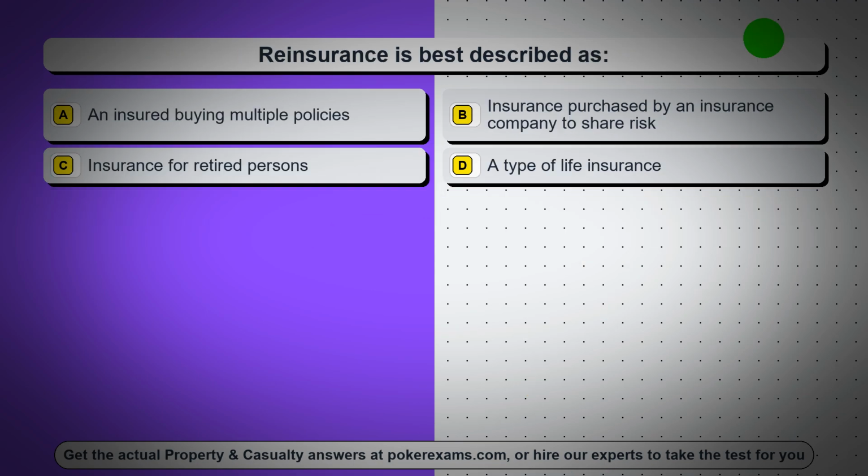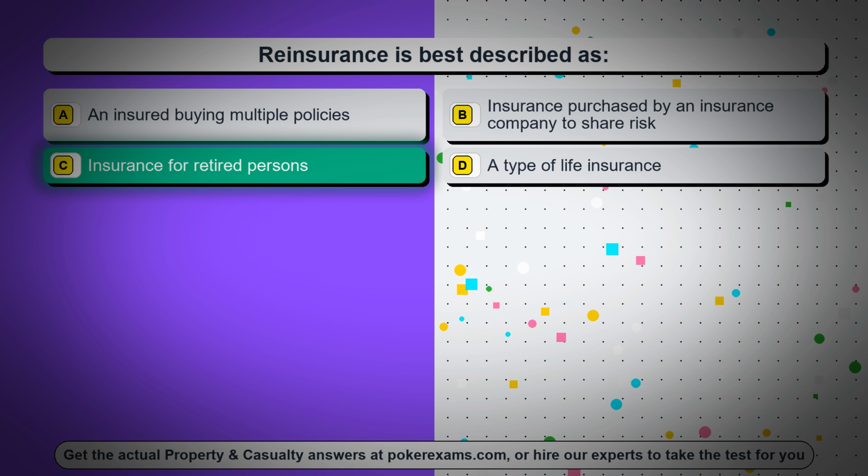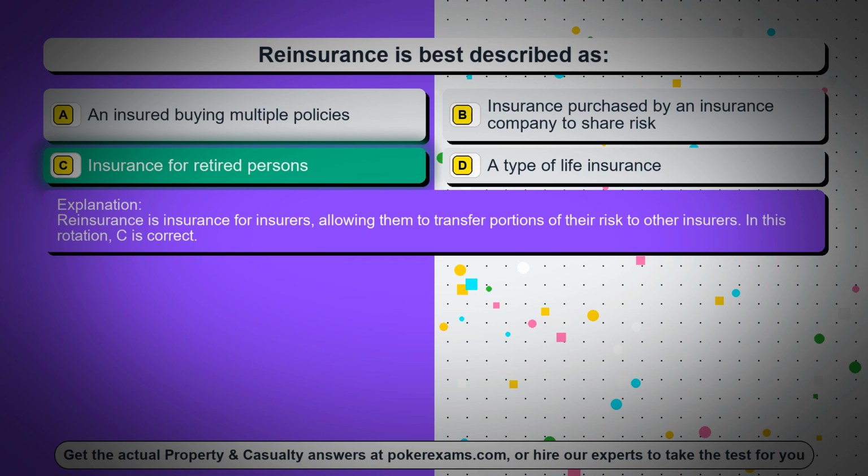Question 12. Reinsurance is best described as: Option A, an insured buying multiple policies. Option B, insurance purchased by an insurance company to share risk. Option C, insurance for retired persons. Option D, a type of life insurance. The correct answer is option C, insurance for retired persons. Reinsurance is insurance for insurers, allowing them to transfer portions of their risk to other insurers. In this rotation, C is correct.